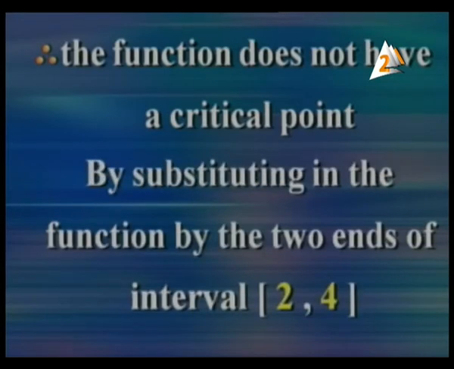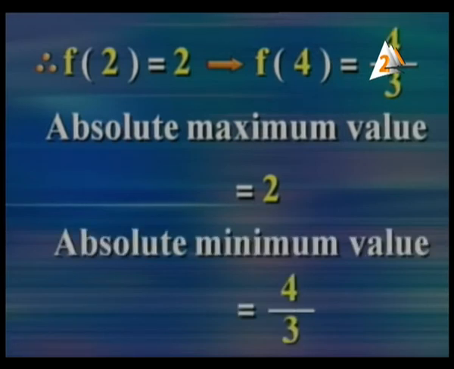By substitution in the function at the two ends of the interval 2, 4, we find f of 2 equals 2, and f of 4 equals 4 over 3. We have the absolute maximum equal to 2 and the absolute minimum equal to 4 over 3. We determine absolute maximum 2, absolute minimum 4 over 3: absolute maximum at x equals 2, absolute minimum at x equals 4.